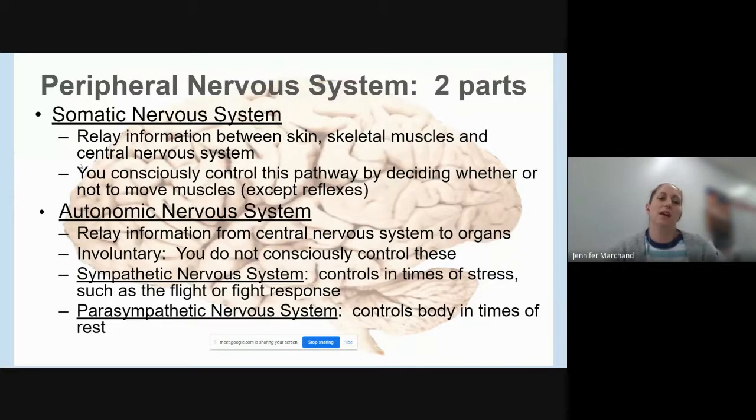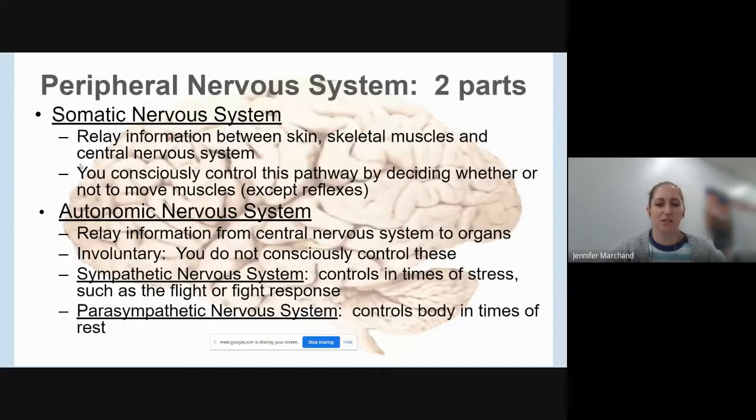All right. Within the peripheral nervous system, there are two parts. There's the somatic nervous system and then the autonomic nervous system. The somatic is the relay of information between the skin, skeletal muscles, and the central nervous system. So you continuously control this pathway by deciding whether or not to move your muscles. You can lay in bed all day or you can get up and go work out. That is the somatic nervous system.